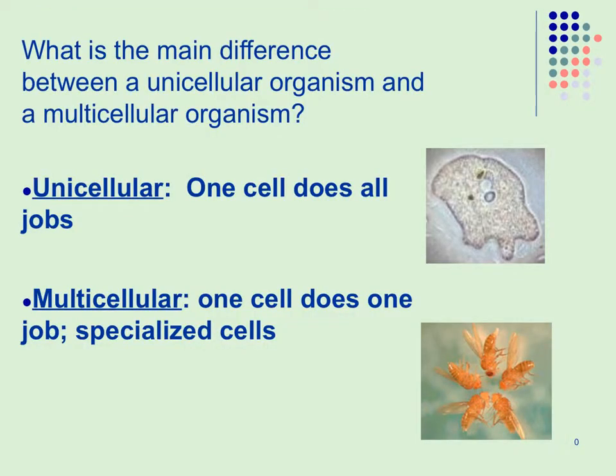So, main difference, again: unicellular, one cell does all the jobs. Prokaryotic cells are unicellular, so they're responsible for doing everything. It puts a lot of stress on them to carry out all the functions. And then multicellular organisms are made up of many cells that specialize in different functions.